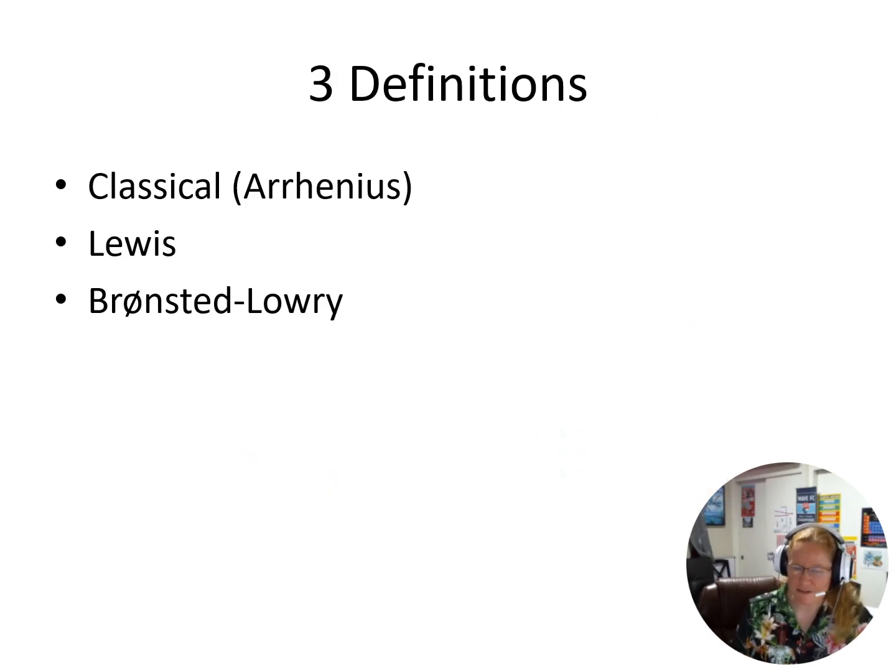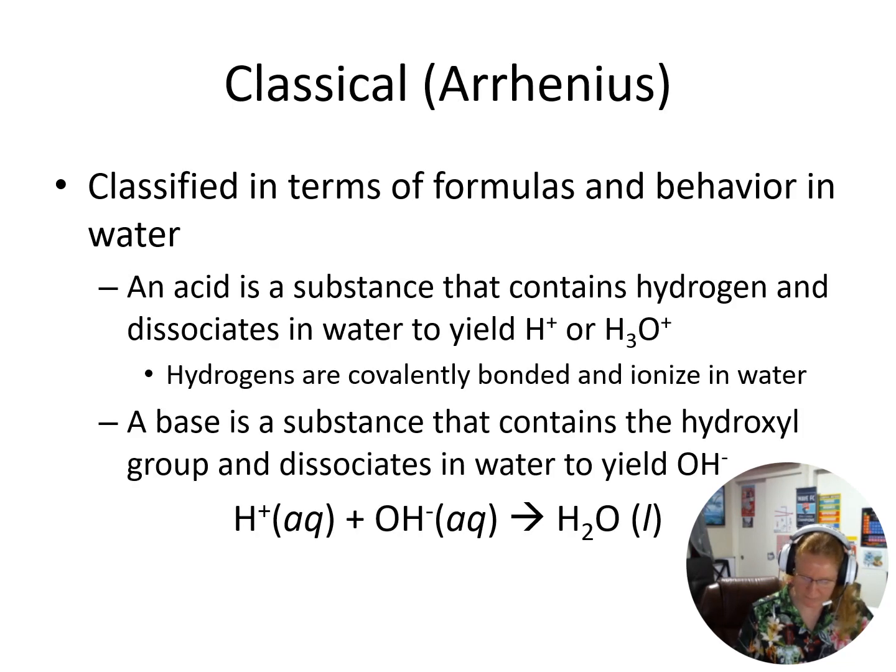We have three different definitions we can look at acids and bases with. There's our classical or Arrhenius definition, the Lewis definition, and then the one that we are going to look at in most detail, our Bronsted-Lowry definition. So our classical definition just looks at whether or not we have something that yields a hydrogen ion or a hydroxide ion. Now, these two things are used interchangeably, all right? H plus and H3O plus, basically, when we talk about acid-base chemistry, they mean the same thing.